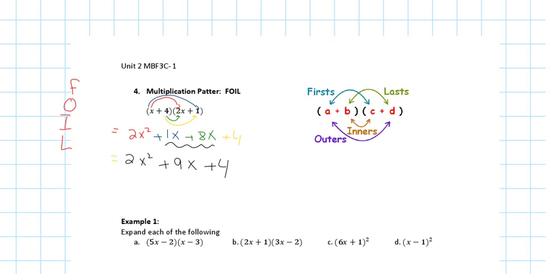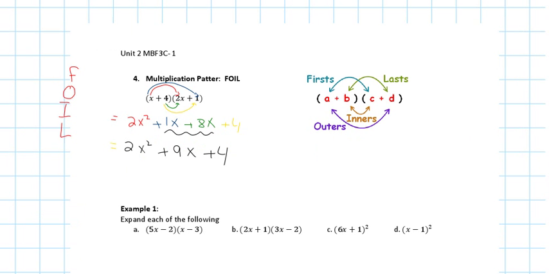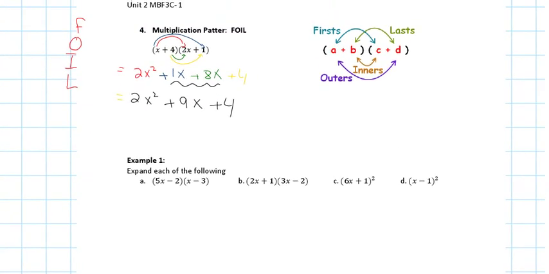So, here's what you're going to do. You're going to practice example 1. Okay? So you're going to do these. Before we get to this point right here, we're going to look at C and D quickly. What does it mean when I have 6x plus 1 all squared? Write the same thing twice, right?